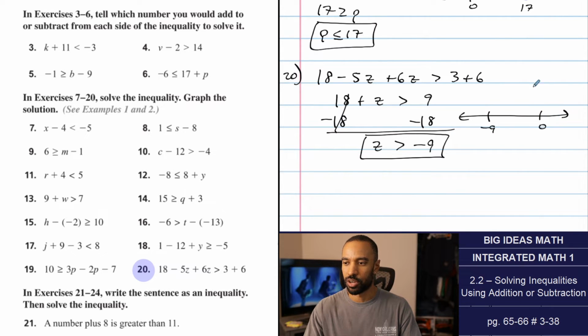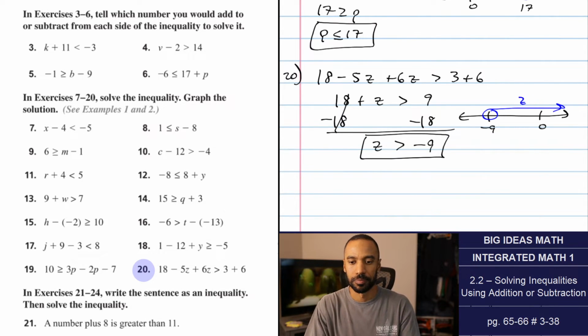Negative 9 is left of 0, but we will graph to negative 9's right. So that boundary value is not included, which is shown with the open circle.